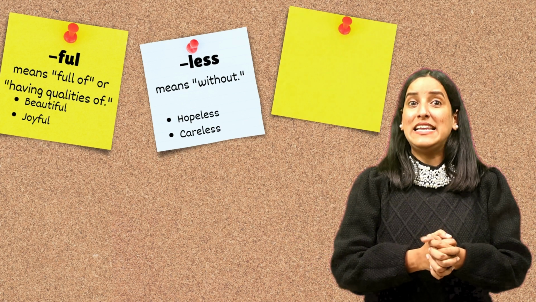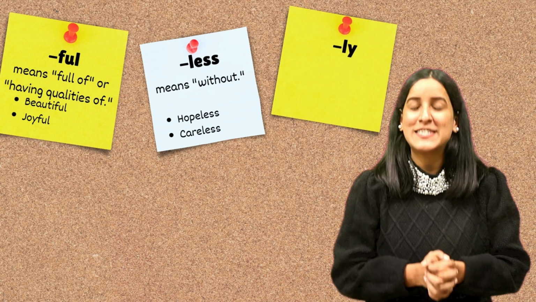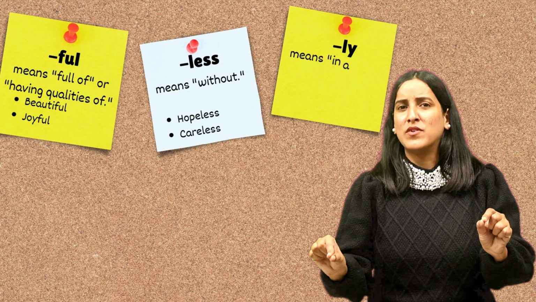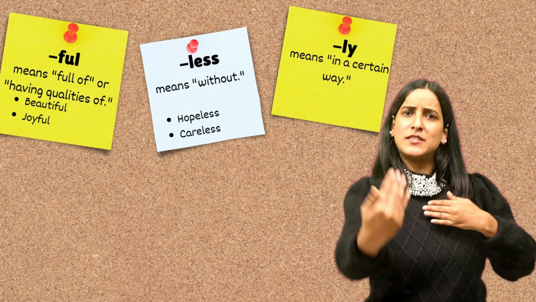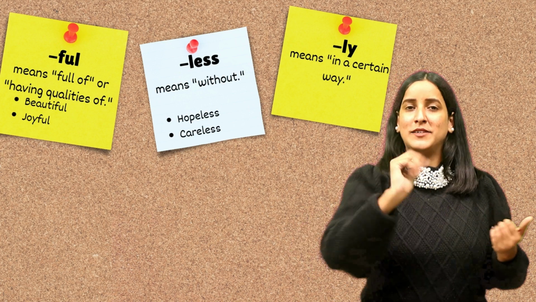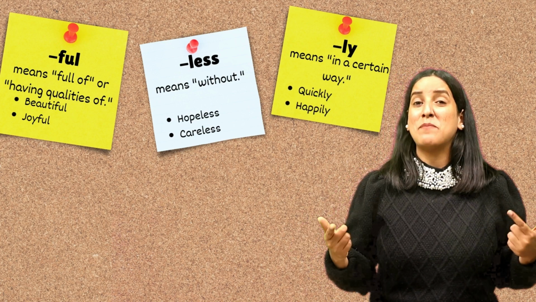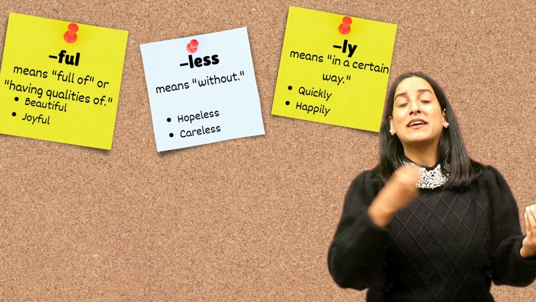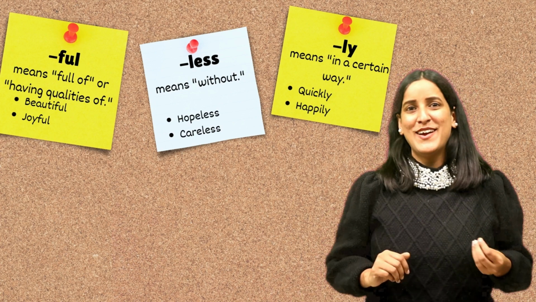What about this one? Ly. Now this suffix turns adjectives into adverbs, which often means in a certain way. Quick becomes quickly, which means in a quick manner. We can take another example, which is happy. Now happy becomes happily, in a happy manner, right?